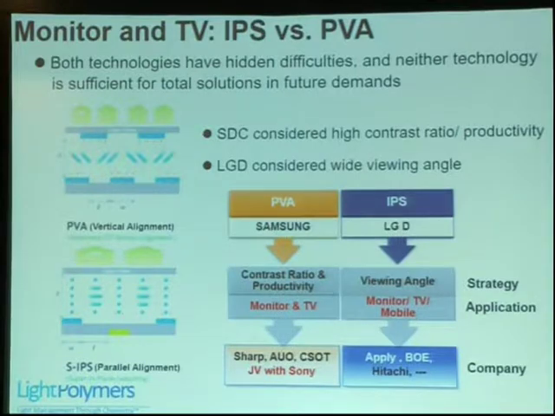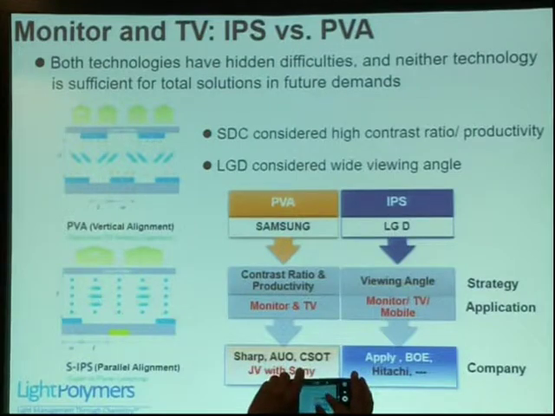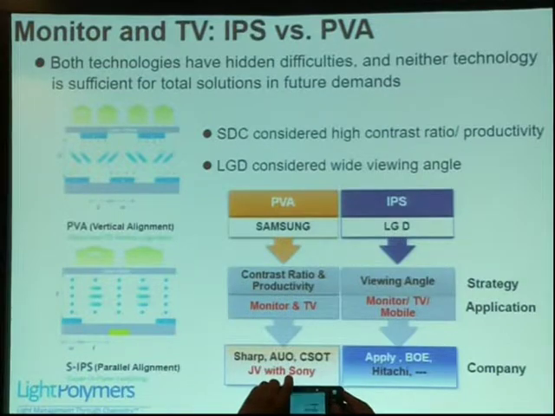Okay, so I want to go to the monitor and TV, between the IPS and the PVA. Samsung Display considers the high contrast ratio and the productivity. By the way, LG Display considers the wide view angle. So both companies took different technologies. You know that both technologies have hidden difficulties, and neither technology will be sufficient for the total solution in the future demand or application. It depends on the application.